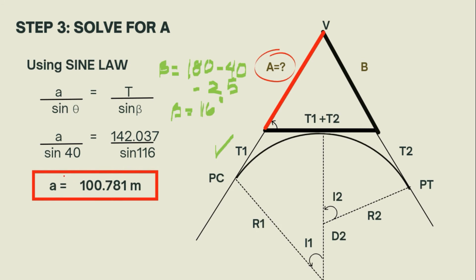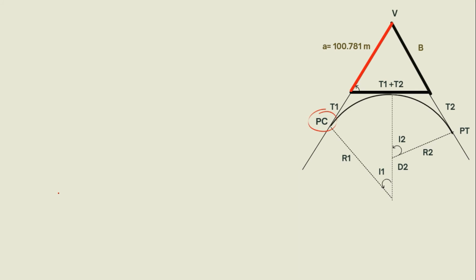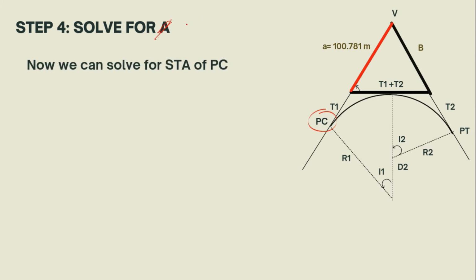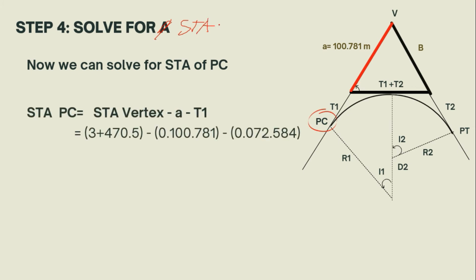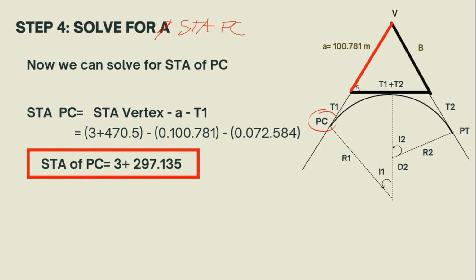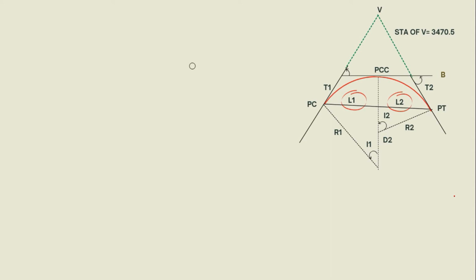100.781 meters. Now that we already have the value for A and T1, we can solve for the station of the point of curvature. The station of the vertex minus A minus T1. Substitute those values and we get 3,297.135. So that is the station of PC. Now we are closer to getting the point of tangent.